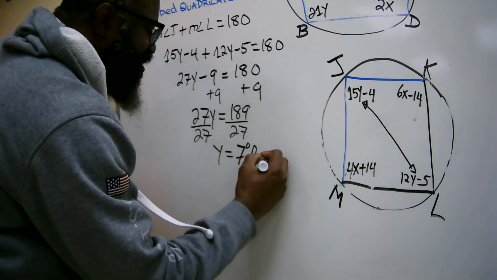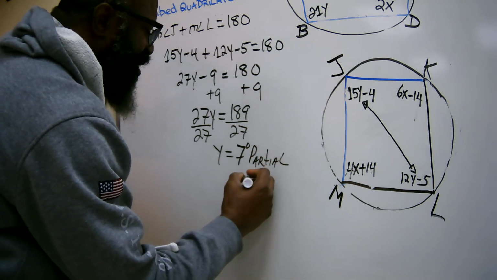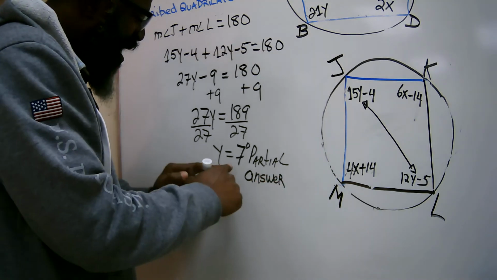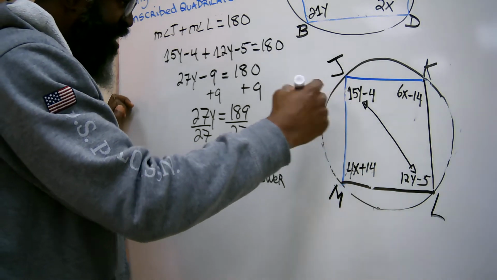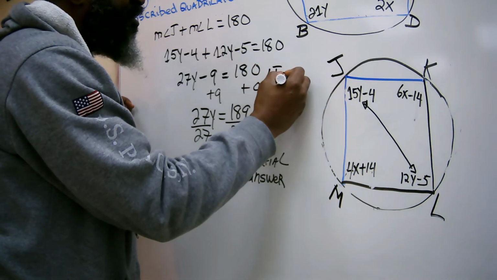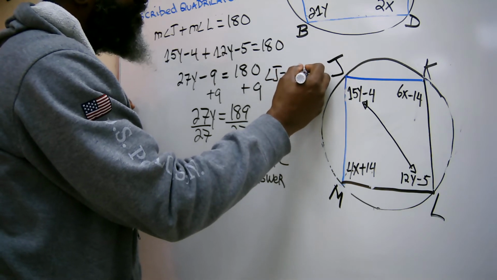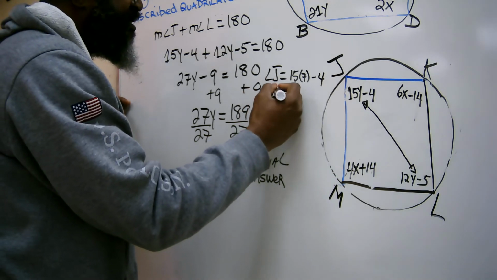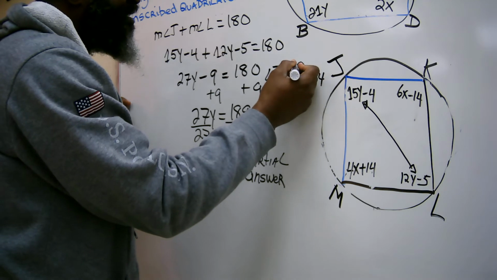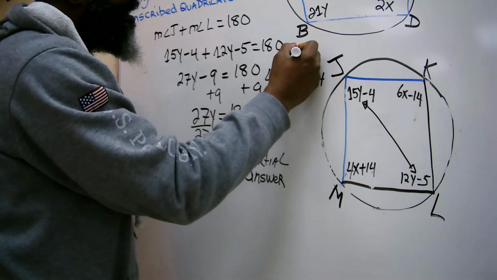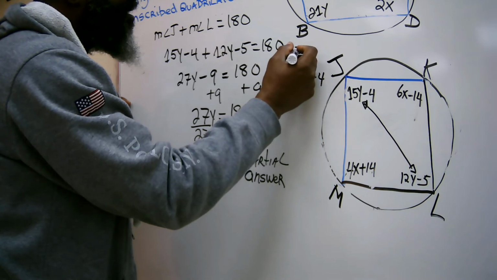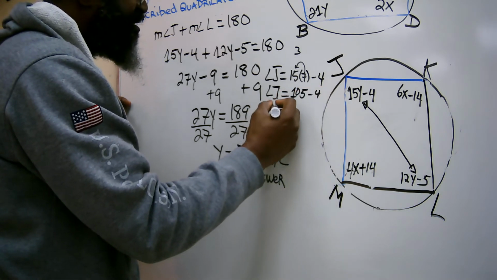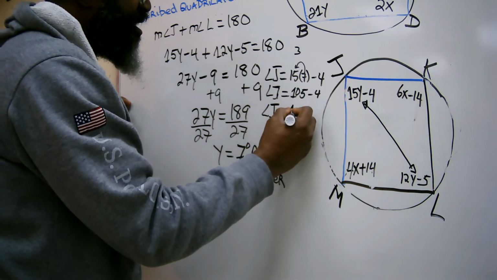Remember, this is your partial answer. This is not your total answer. So this will help us find the measure of those two angles. In this case, when I know y is 7, I can replace it here. Then I will find angle J. That will give you 15 times 7 minus 4. So you ask yourself, in order to find angle J, you take 7 times 5, which is 35, carry 3, 7 times 1 is 7, plus 3 is 10, that's 105. You have 105 minus 4. In this case, the measure of angle J will be 101 degrees.